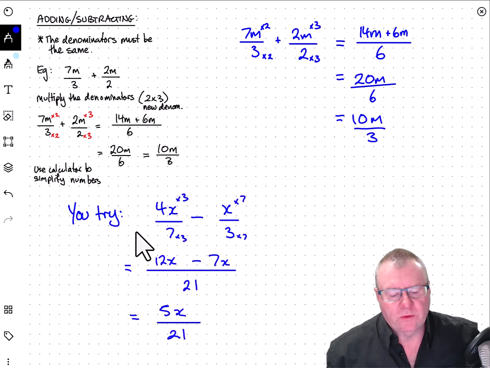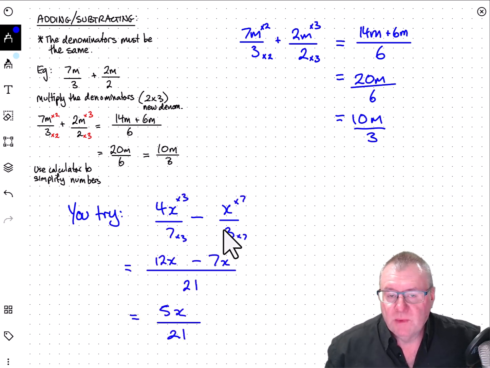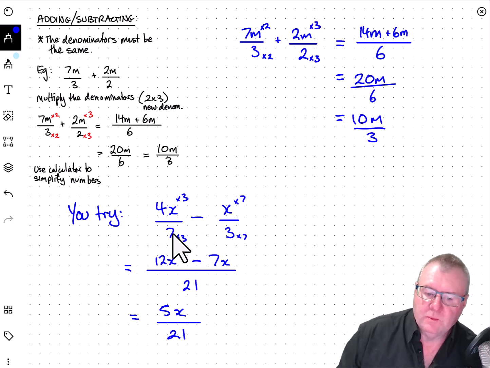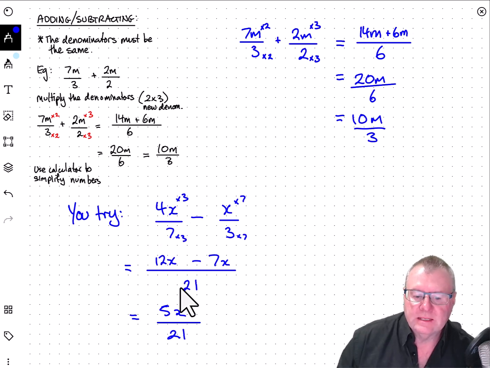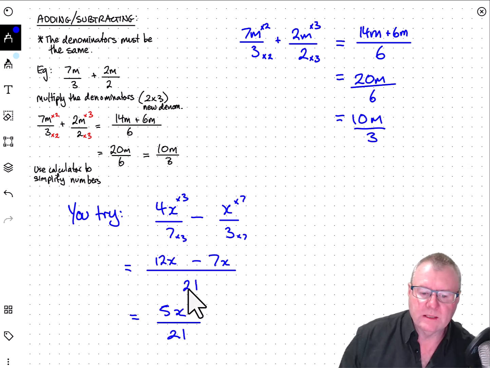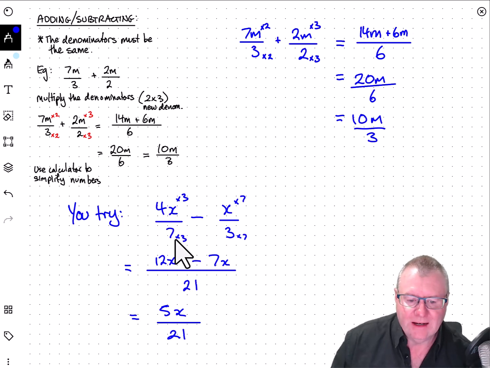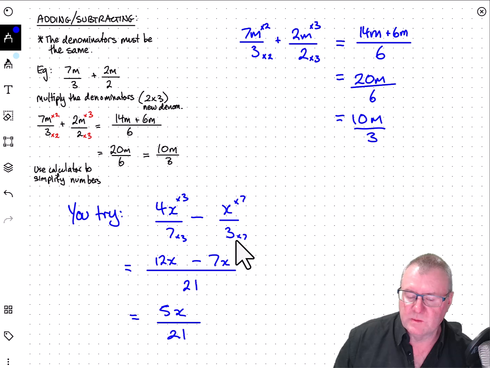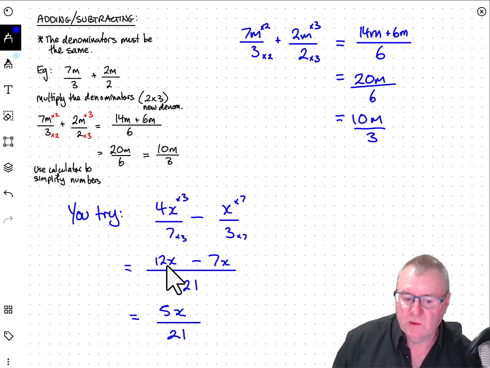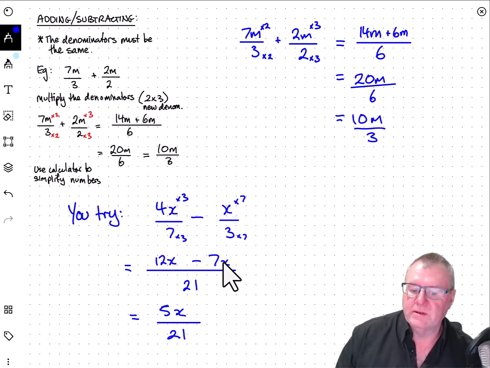All right, let's have a quick walk through this. To make my new denominator, I multiply the 7 and the 3 together to get 21. So I have to modify the numerators. I had to multiply this by 3, so I do this by 3. This was by 7, so this is by 7. 4x times 3 gives me my 12x. It's a minus, so I have to put the minus in. x times 7 is 7x.